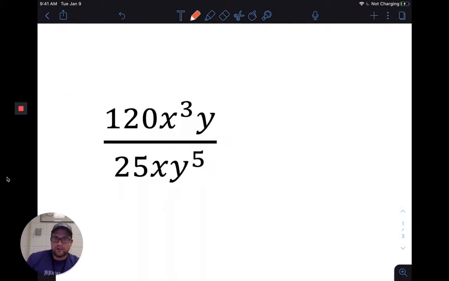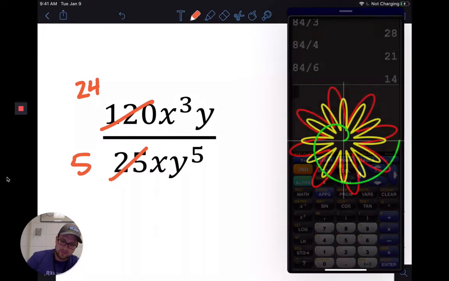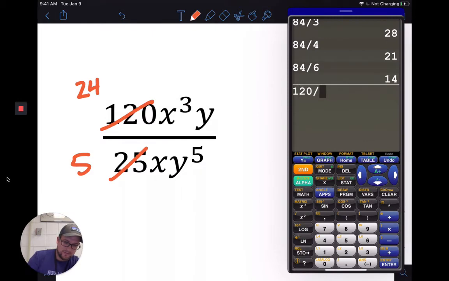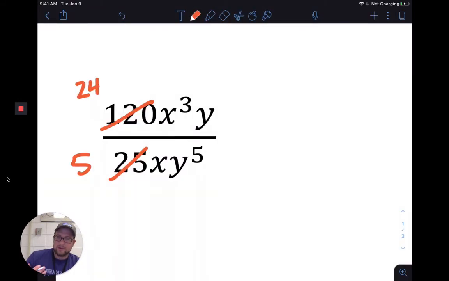Here's another one for us. 120 and 25. We're going to start by just reducing the fraction. I know 5 is going to go into each. 5 goes into 25 5 times. 5 goes into 120 24 times, I believe. Better check that just in case. 120 divided by 5. You got it. Okay, so I'm going to reduce that fraction.